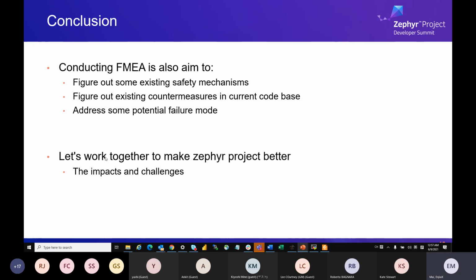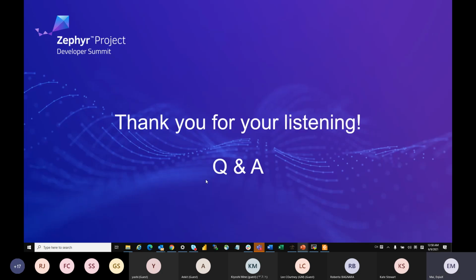Another point is, let's work together to make our Zephyr project better. It might have some impact and challenges for applying the FMEA. For example, we will have more workload, and maybe some rules need to be changed after we apply it. But I think it is worthwhile because it can make our Zephyr safer. Okay, thanks for listening. That's my presentation today. Thanks.